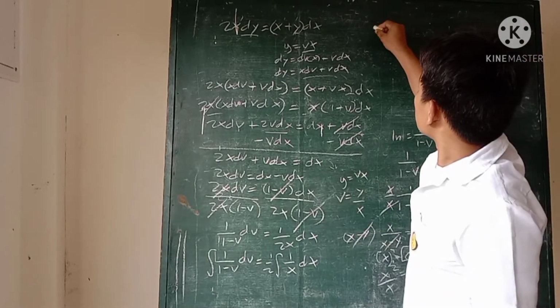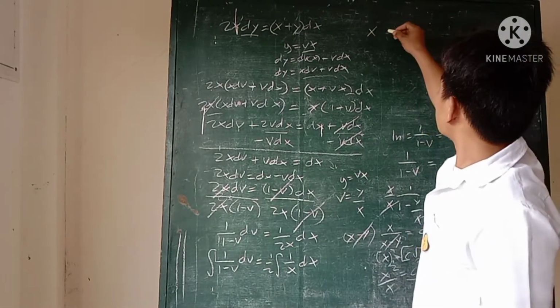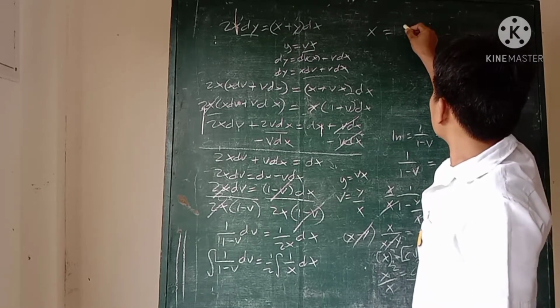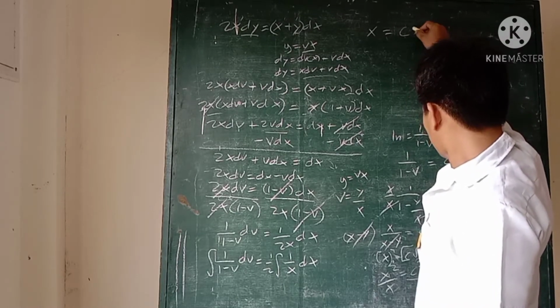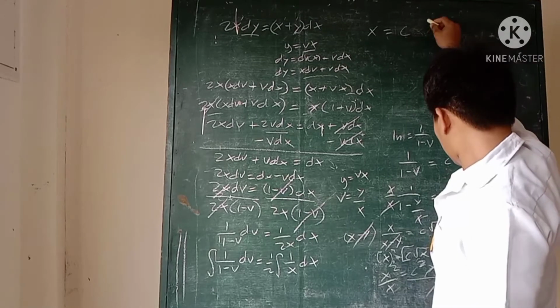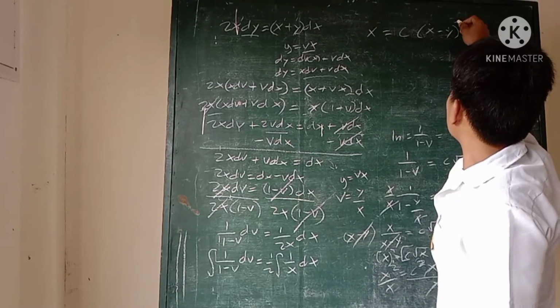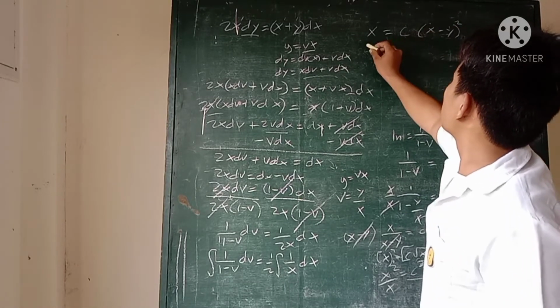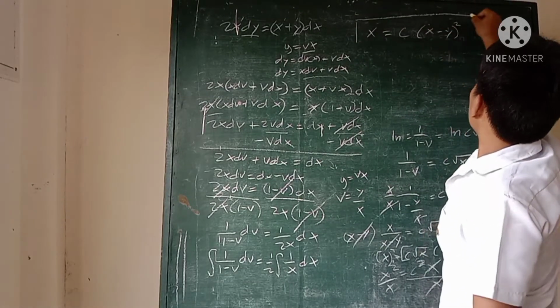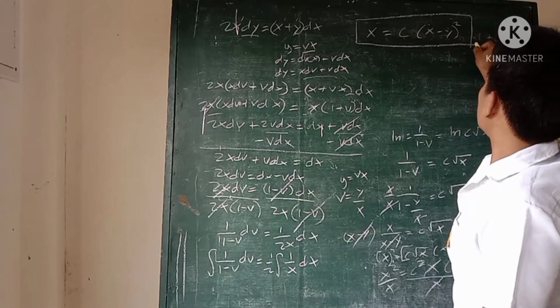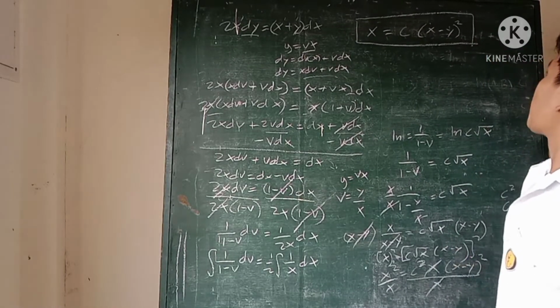So the remaining is x equals c times x minus y squared. So the final answer is this one: x equals c times (x minus y) squared.